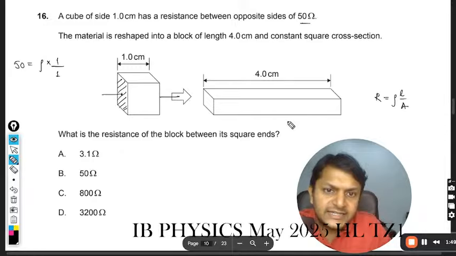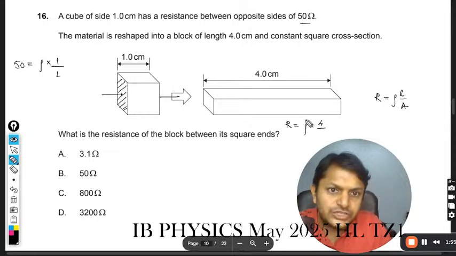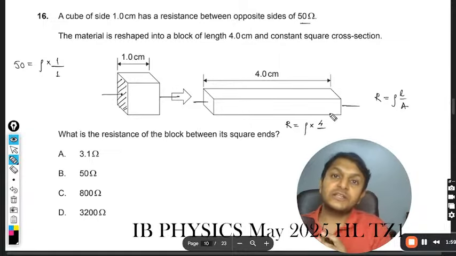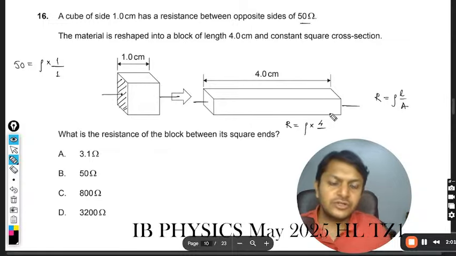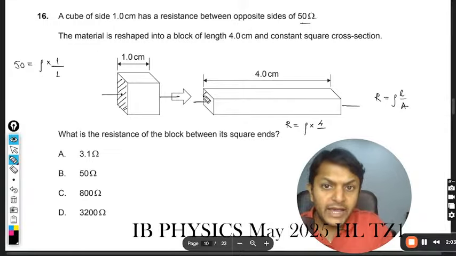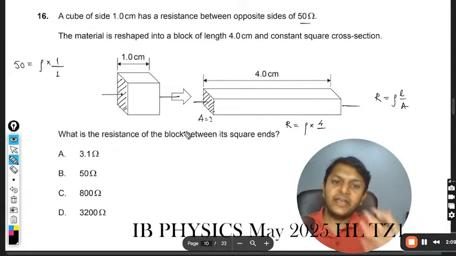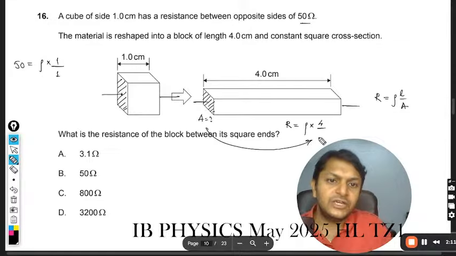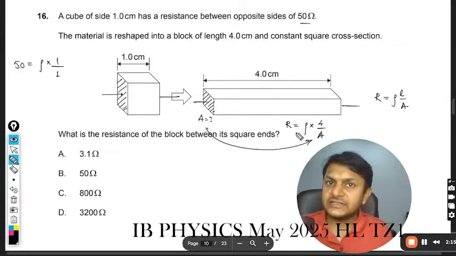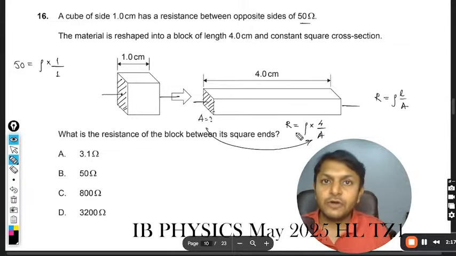Now for this case, rho will be substituted as 50, and the length will be 4 centimeters, because we want the current to pass from one square cross section to the other cross section. But the problem is this area is not given to us. This is unknown. So we have to find the area, and then substitute that value here, and the rho value will be 50. You can then find the new resistance. But how to find the value of A?